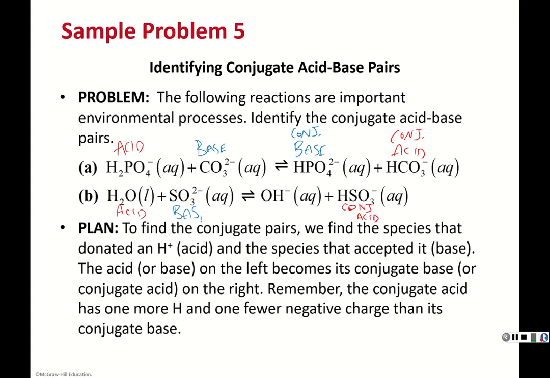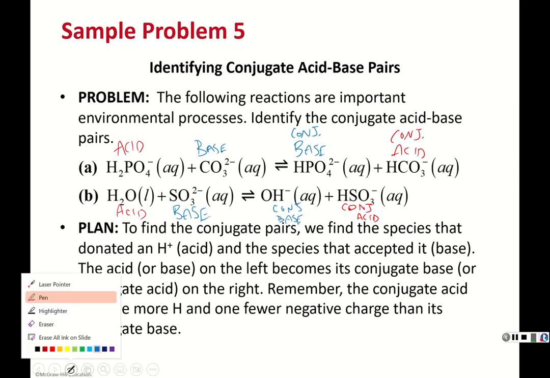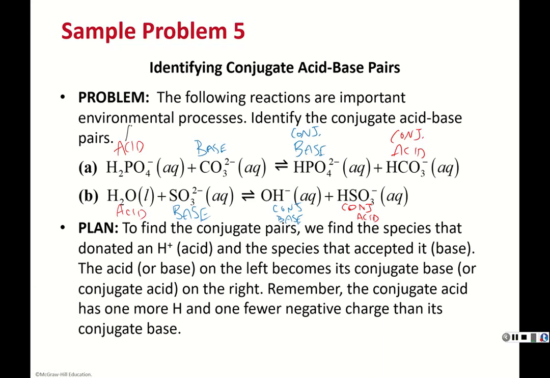So SO3 2 minus is our base. OH minus would be the conjugate base of H2O. Right, so it's sometimes helpful to draw tie lines. Our acid would turn into our conjugate base, and our base turns into our conjugate acid. So on this reaction, acid turns into the conjugate base, and base would turn into our conjugate acid. Right, so they're all related.